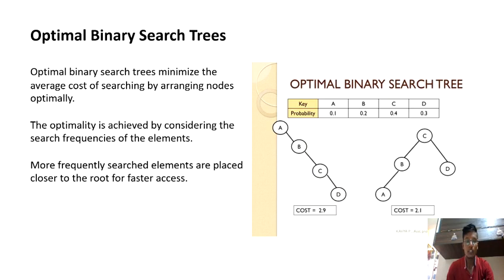Next one is the optimal binary search tree. An optimal binary search tree minimizes the average cost of searching by arranging the nodes optimally. The optimum is achieved by considering the search frequencies of the elements. More frequently searched elements are placed closer to the root for faster access.